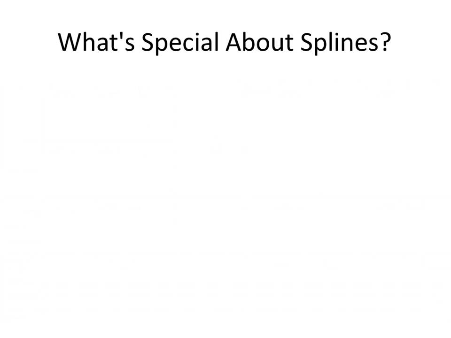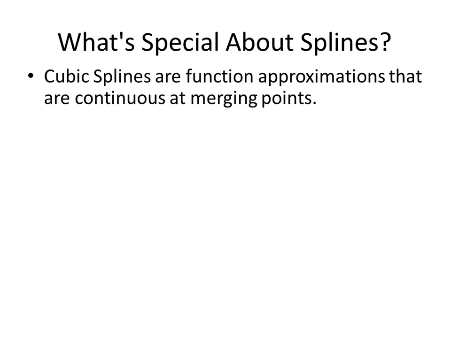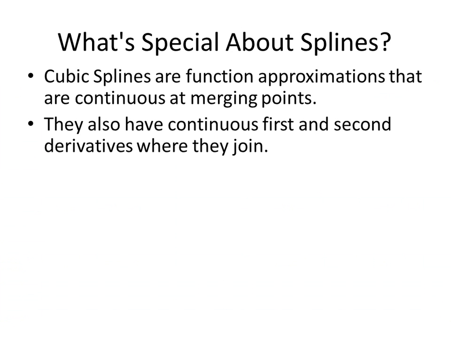So what is a cubic spline? It's a function approximation that is continuous at the points that merge, but it also has a continuous first derivative and a continuous second derivative.